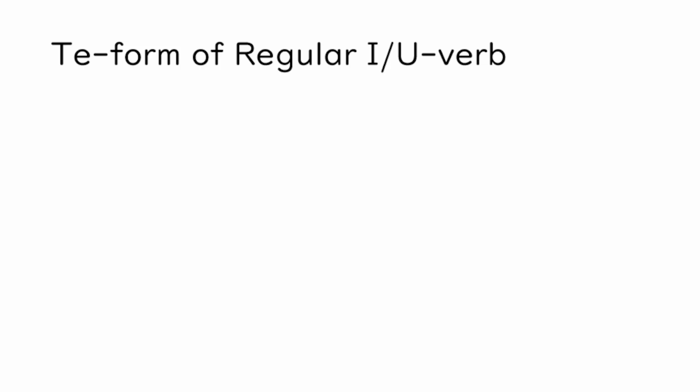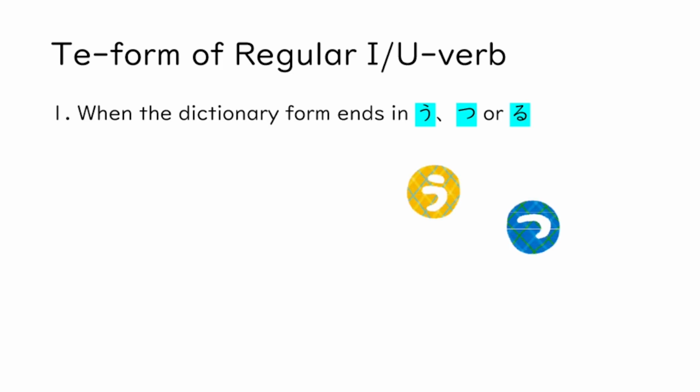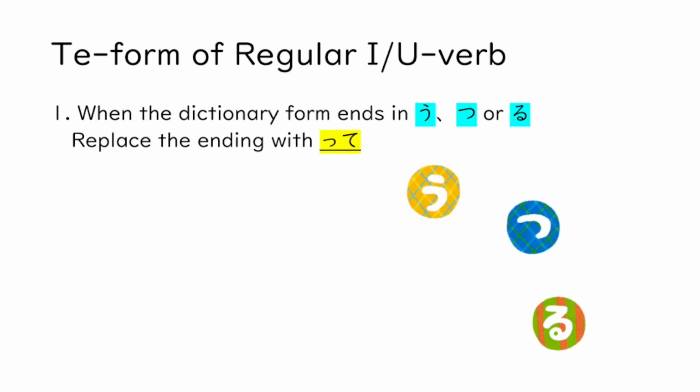Let's look at the te form rule of regular u verbs, how it changes depending on the ending of the dictionary form. When the ending of the dictionary form is u, tsu, or ru, you should replace it with te, that is, with a silent pause plus te. Let's look at some examples.